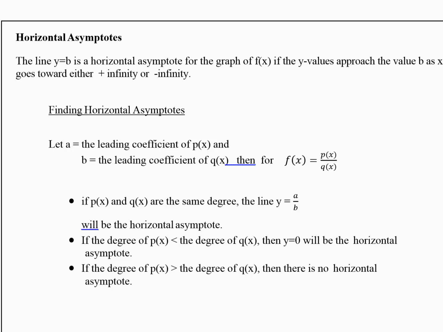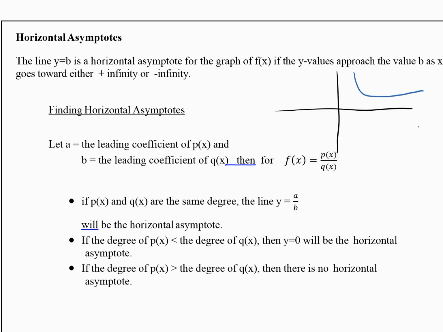Now that we've talked about vertical asymptotes, we're going to talk about horizontal asymptotes. Each rational function could have at most one horizontal asymptote, and it's a horizontal line that the y values approach as x goes to infinity or negative infinity. So if you zoomed out on the graph, as you went out to the right and the left, what's happening to the y value?